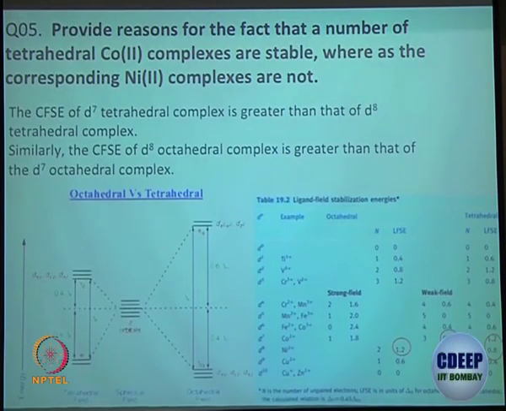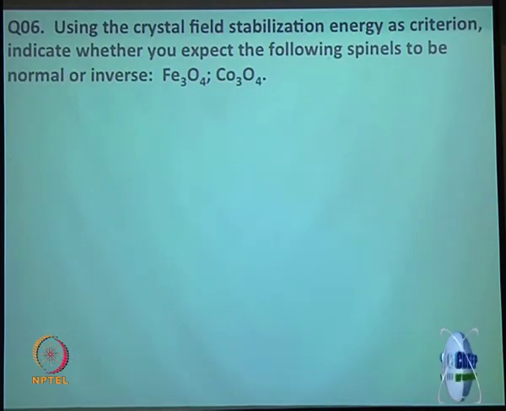Provide reasons for the fact that a number of tetrahedral cobalt complexes are stable, whereas corresponding nickel 2+ complexes are not. That is the answer. Of course, this clearly shows that cobalt 2+ prefers tetrahedral. Nickel 2+ does not prefer tetrahedral. So the answer is okay.